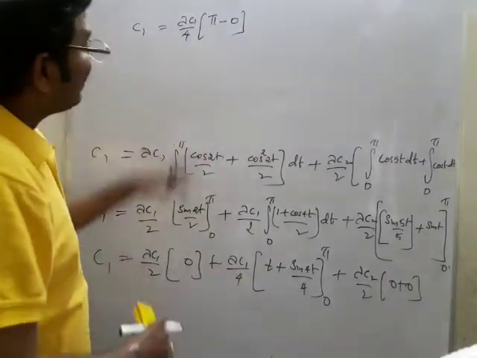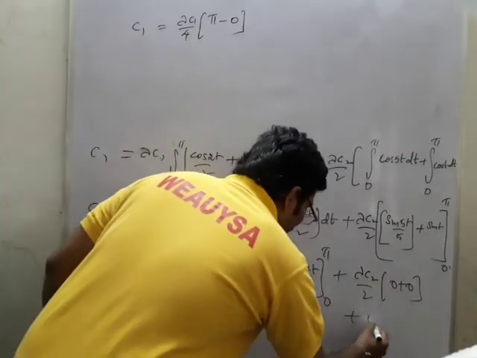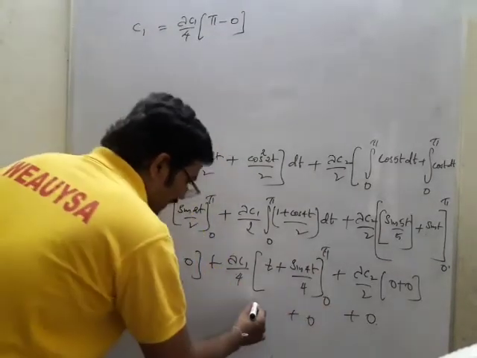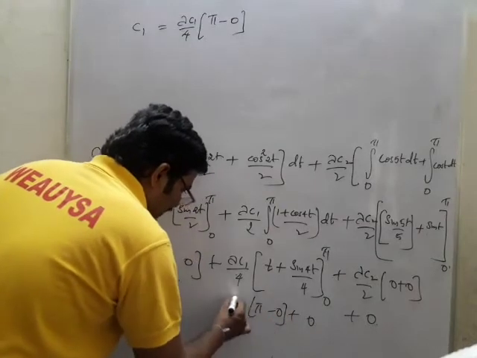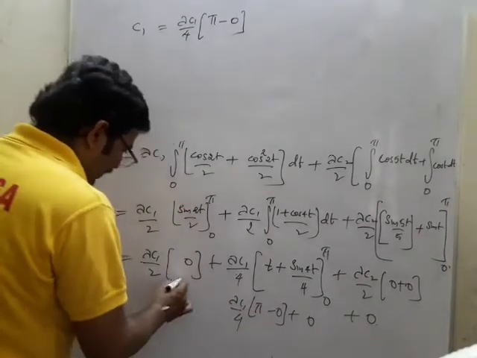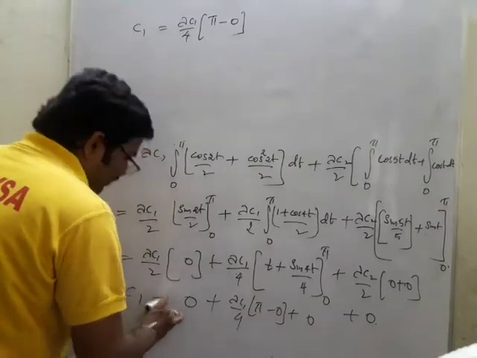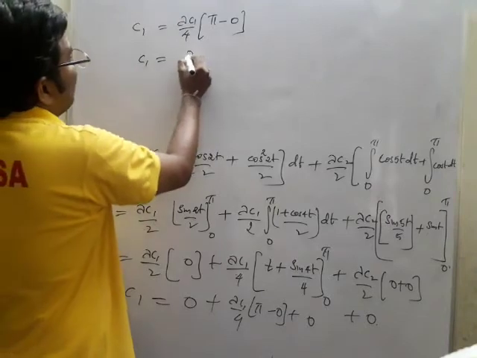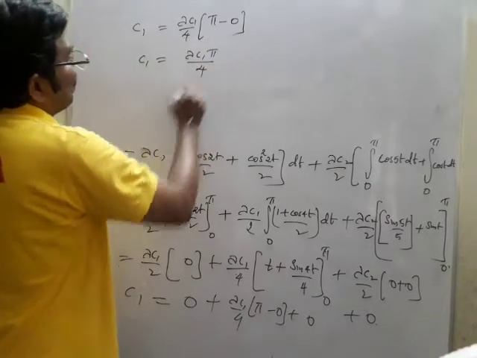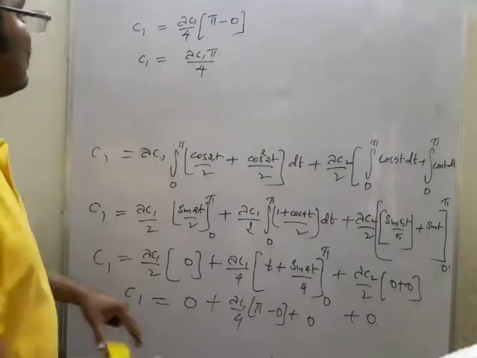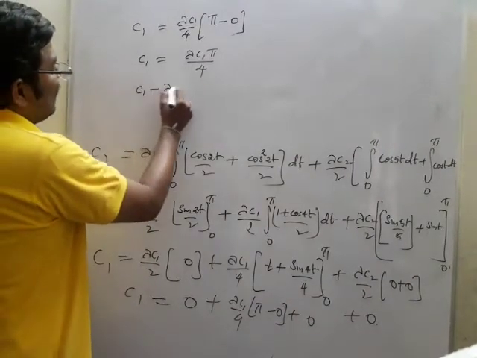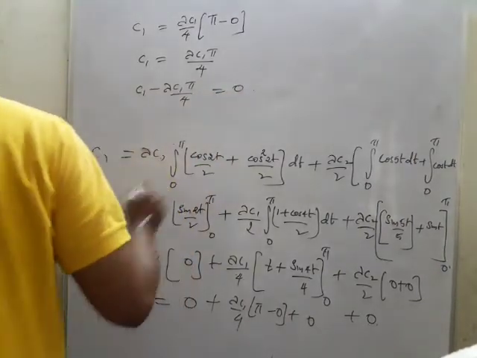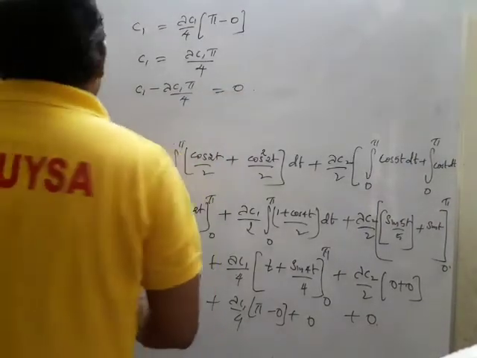The total term you got, this is 0 as well as this is 0. If you apply upper limit and lower limit, this is 0, and this is pi minus 0 lambda c1 by 4. Okay, this is anyhow 0. So c1 equal to, everything is 0. So you got this one. Now c1 is equal to lambda c1 pi by 4. Now I may take this as c1 minus lambda c1 pi by 4 is equal to 0. This is equation 1.